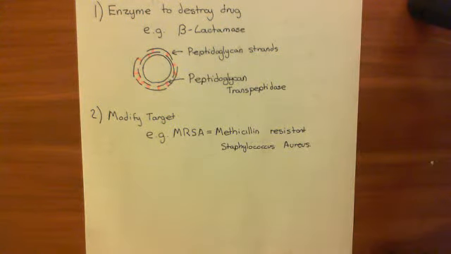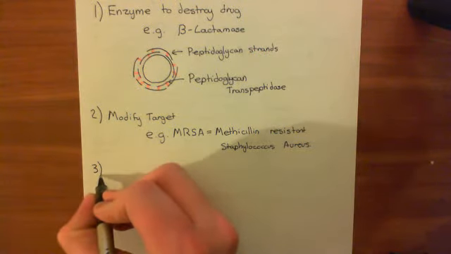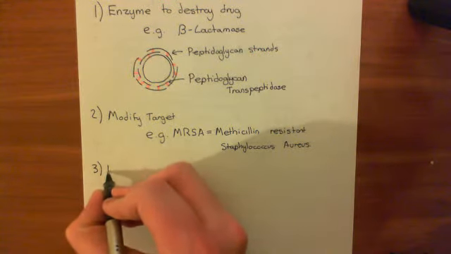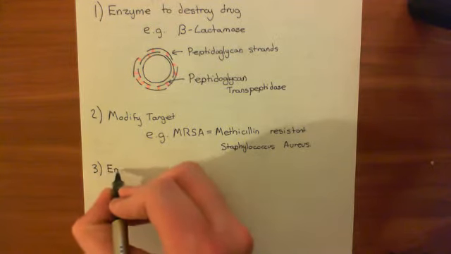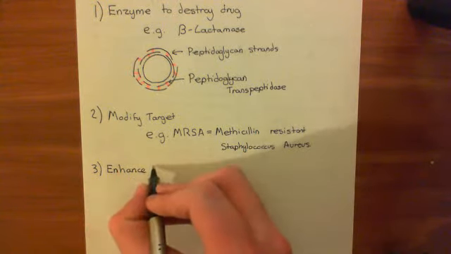Okay, so we've discussed two mechanisms by which you can get drug resistance to antibiotics. Now let's discuss a third. So another way is that you can enhance DNA repair. Now you might be wondering, well, what use is that?